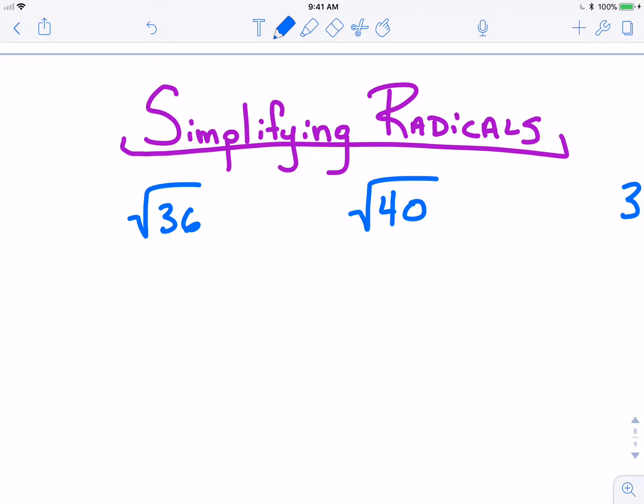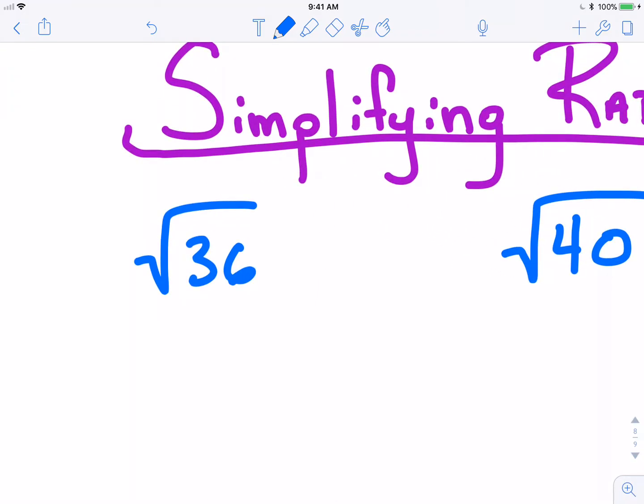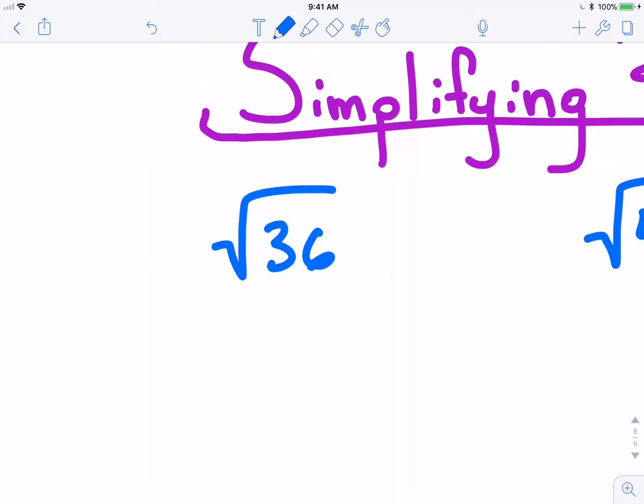Hi guys, in this video we're going to do a quick follow-up to simplifying radicals as well as touch upon some a little bit more complex expressions that involve radicals. So with simplifying radicals, we're not just taking a look at something like radical 36 where it obviously works out to a nice whole number answer.